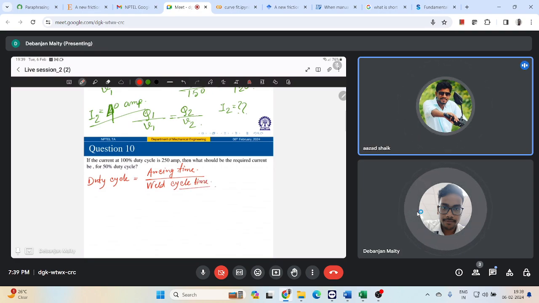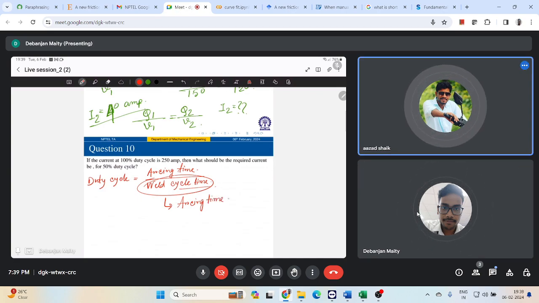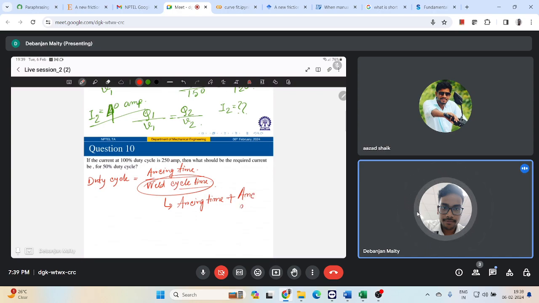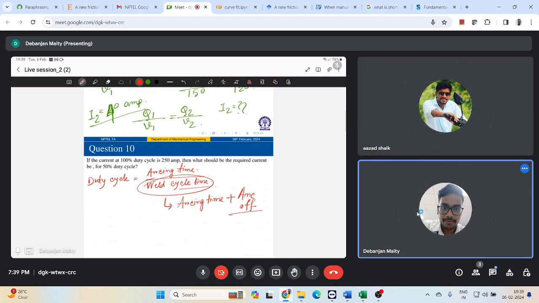The weld cycle time will include both the arcing time and the delay time, when the arc will be off. Now, for the welding cycle time, there are different standards.